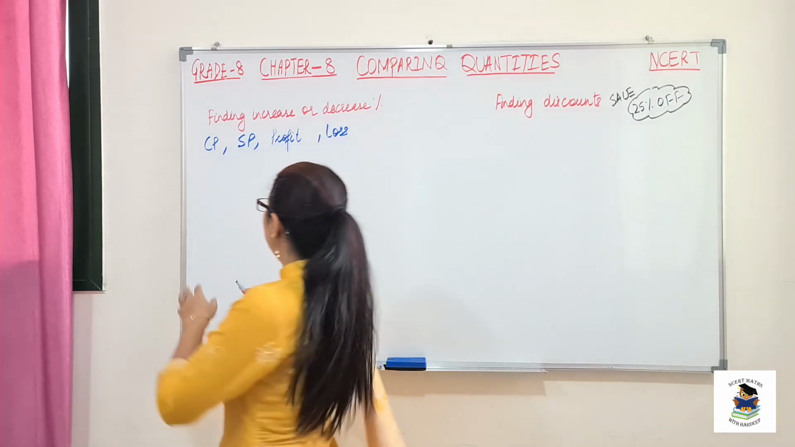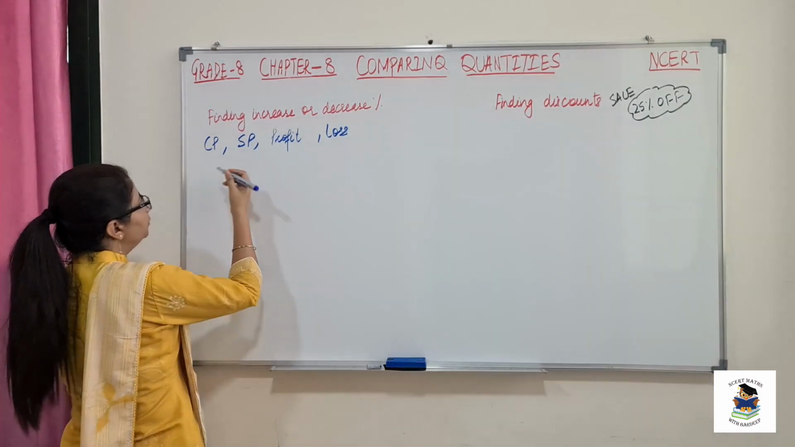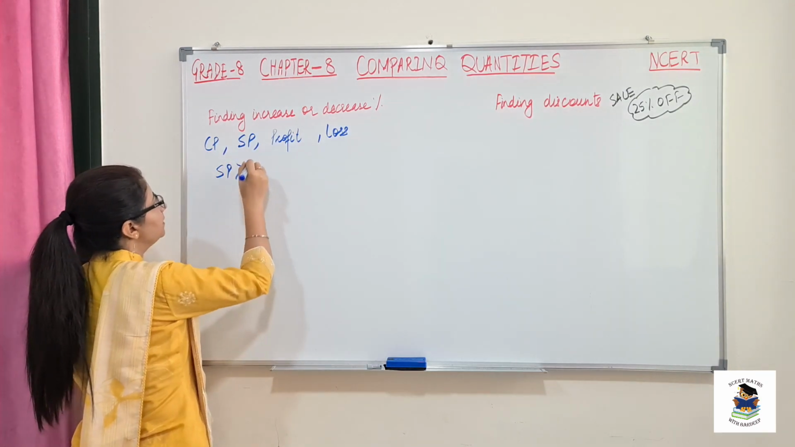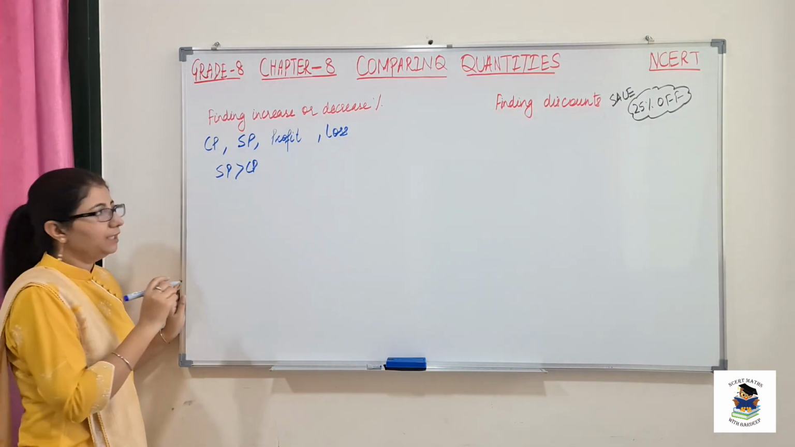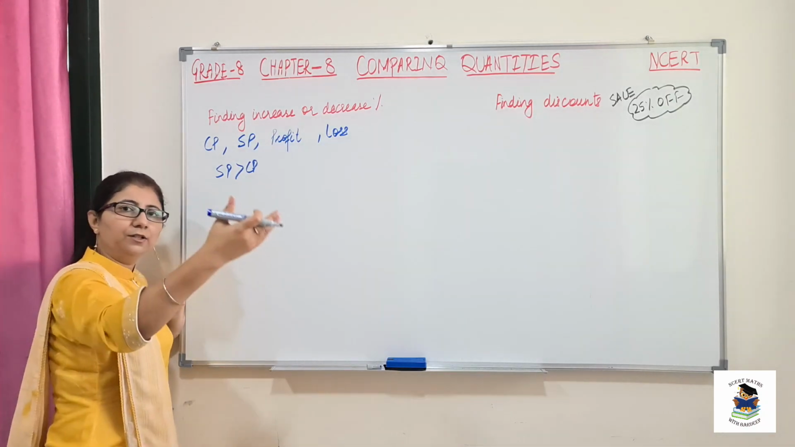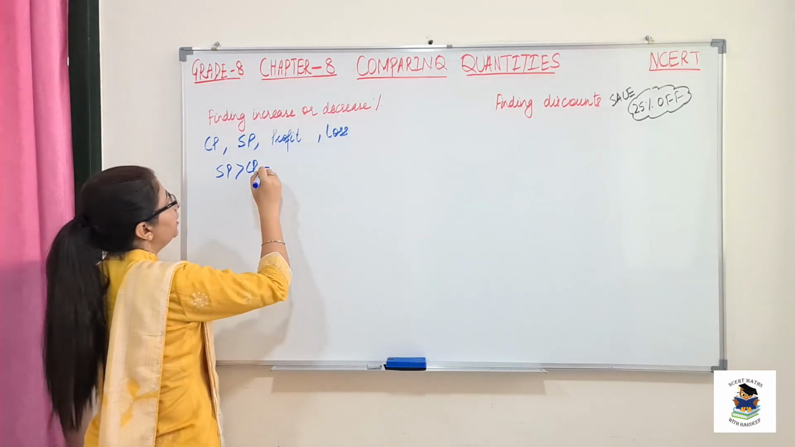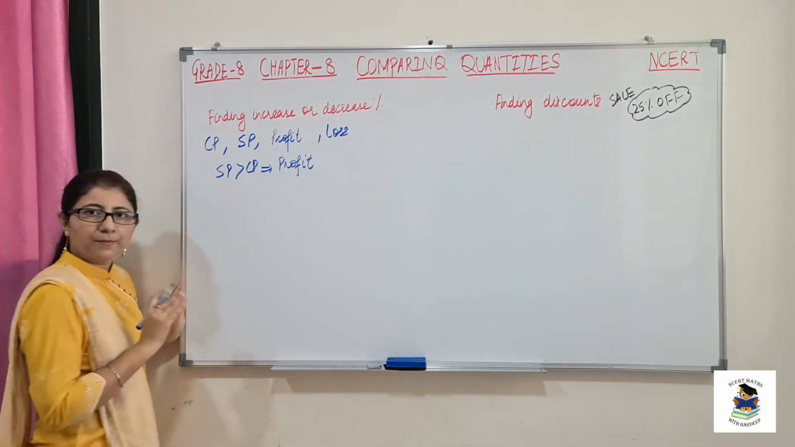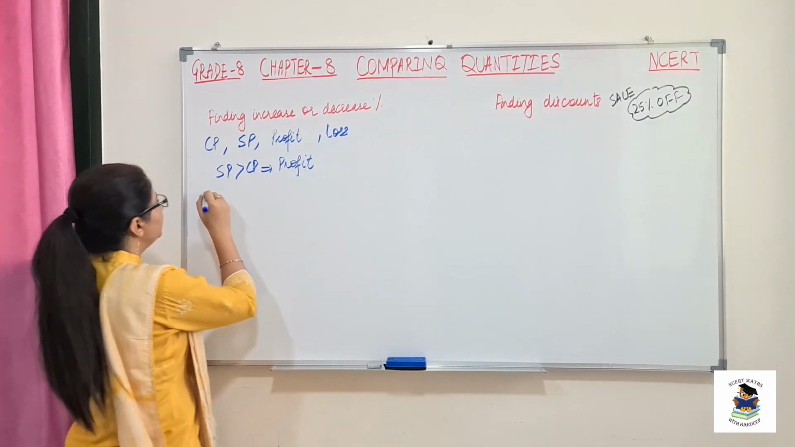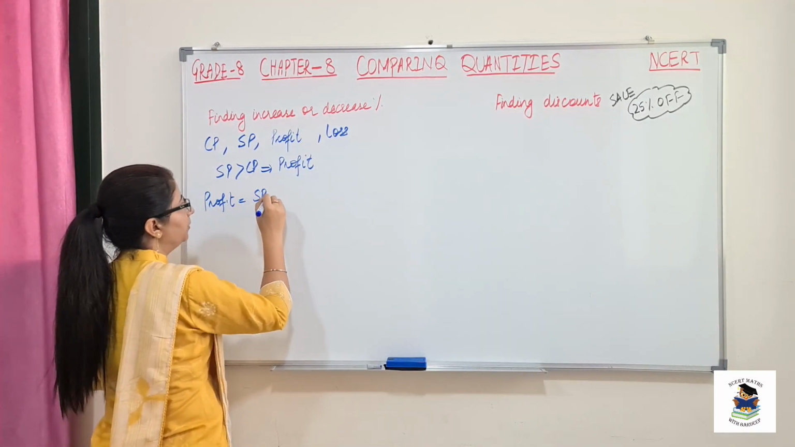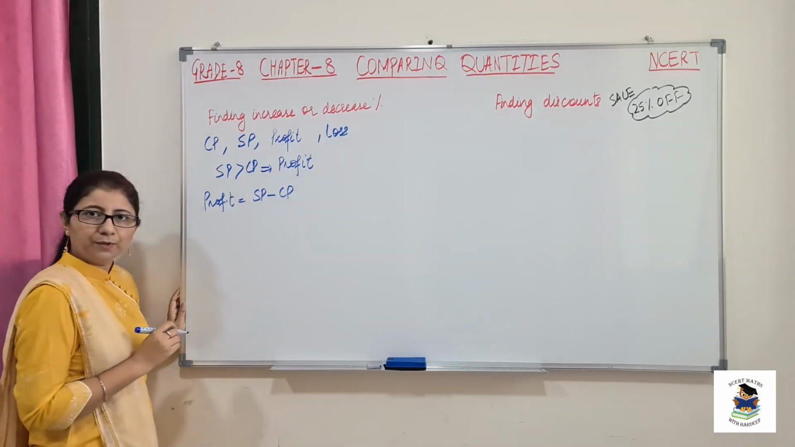So what is profit? We have two different possibilities. If our selling price is greater than cost price, that means I buy the thing at a lesser price and sell it at a higher price, then my business will be in profit. And how to calculate this profit? This is always selling price minus cost price.